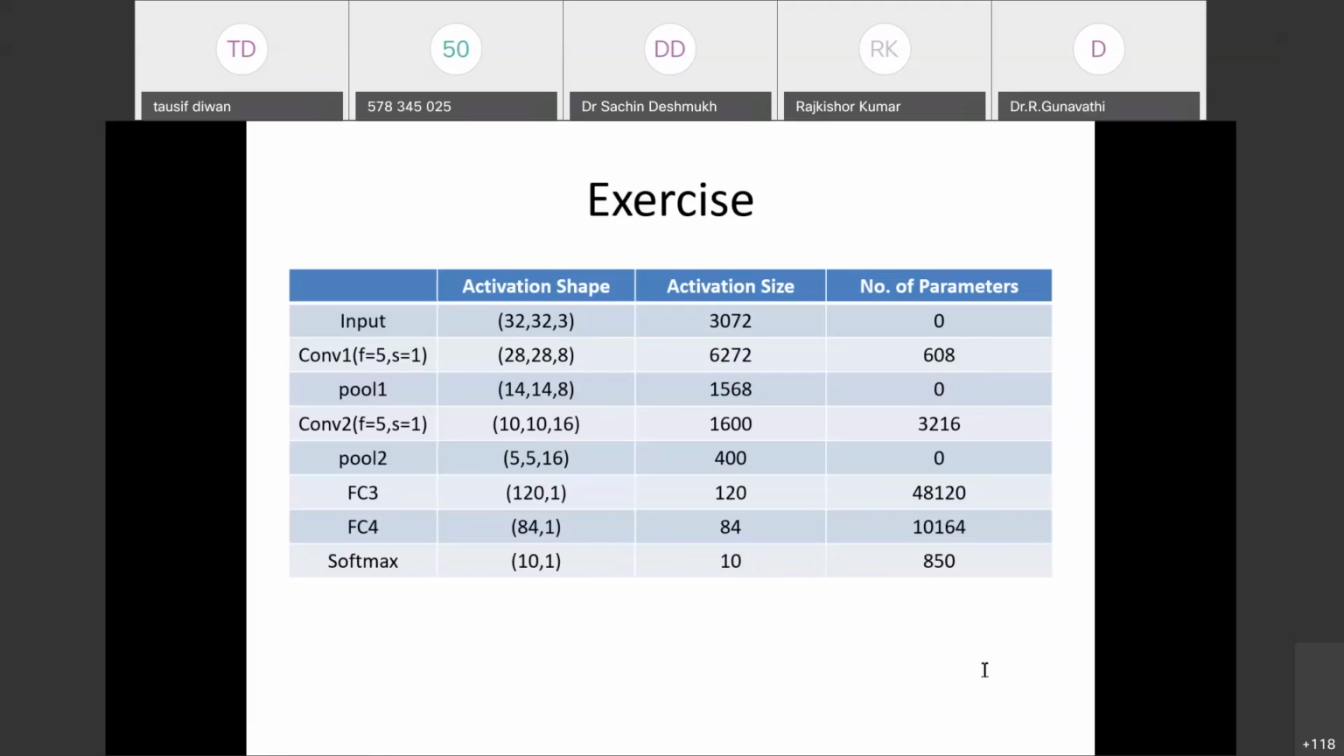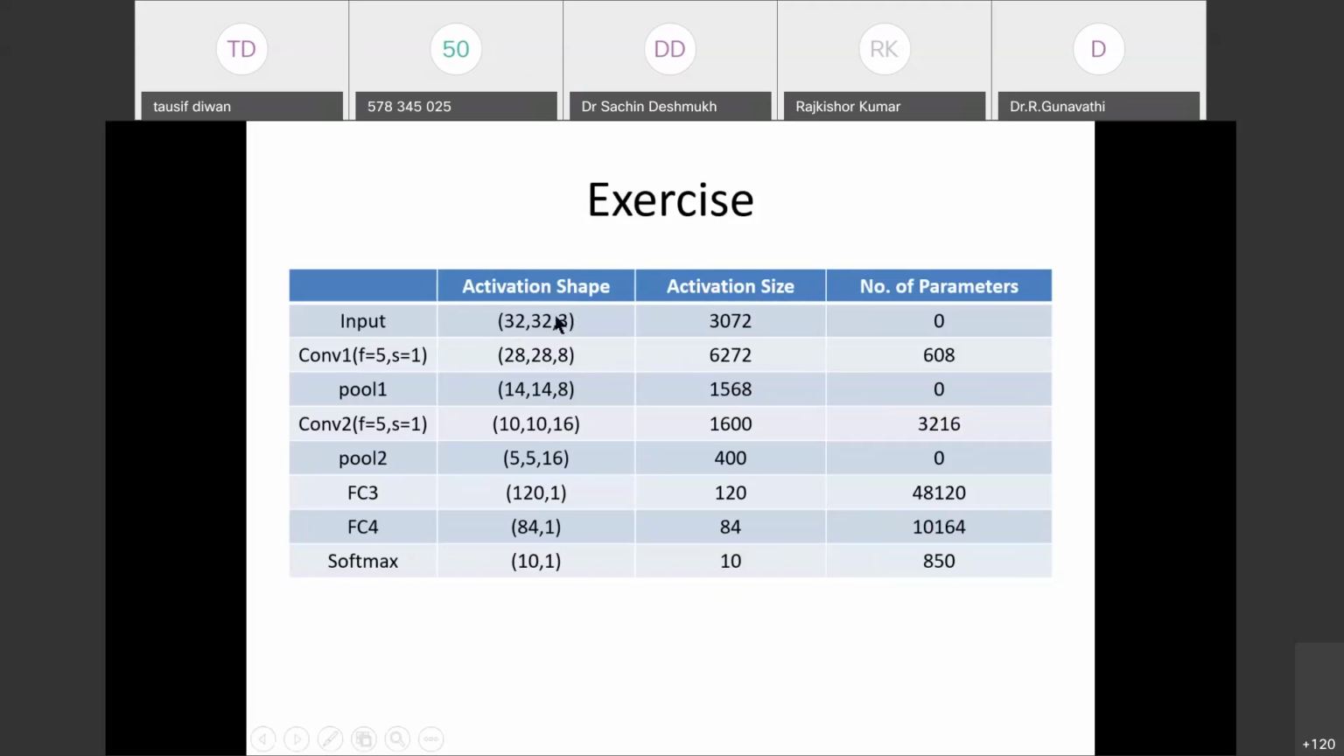No, 125 is wrong. See, a 5 cross 5 filter is applied on this 32, 32, 3 input. So finally, the depth is 3. First 25 weights will be for the first channel, second 25 weights for the second channel, third 25 weights for the third channel. So total 75 weights and one bias. So 75 plus 1 is nothing but 76. 76 parameters are there for one filter.